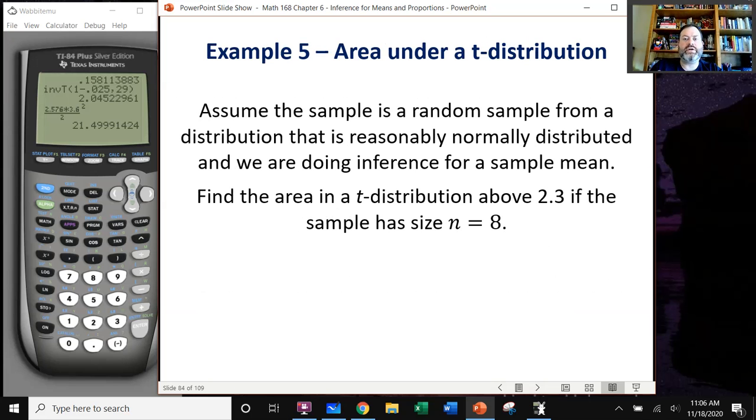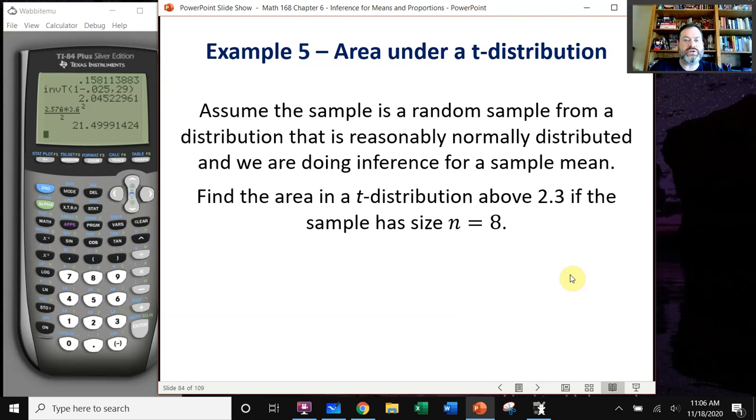All right, so area under a t-distribution. Assume the sample is a random sample from a distribution that is reasonably normally distributed, and we're doing inference for a sample mean. Find the area on a t-distribution above 2.3 if the sample has size 8. All right, let's use the graphing calculator first.